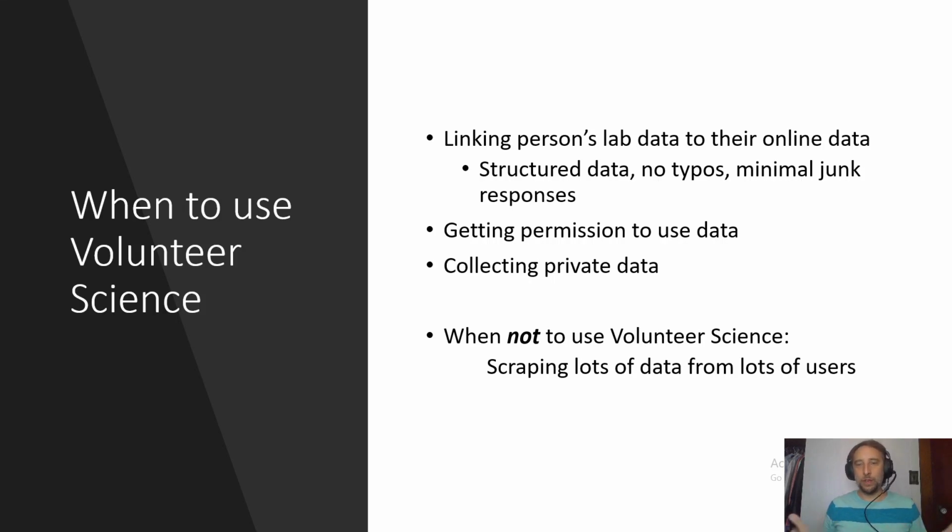The one time you would not want to use volunteer science is if you're trying to scrape a lot of data from a lot of users. So if you wanted to get all of the tweets from members of Congress, for example, volunteer science really is not built for that.